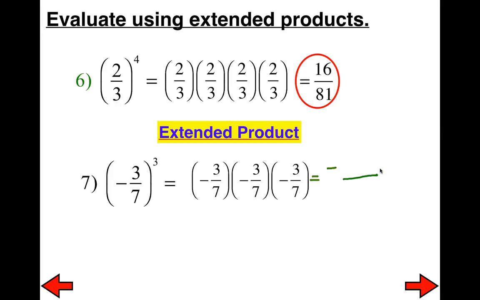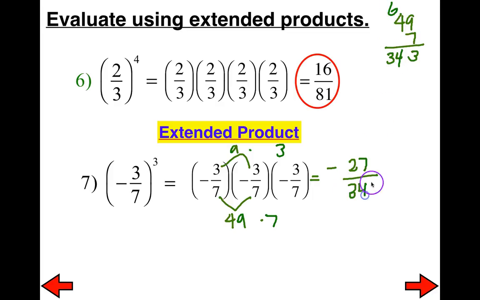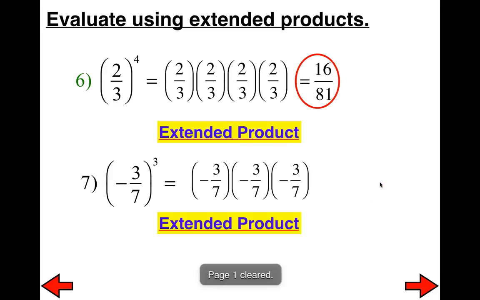I would encourage you to take care of that first before you do anything, because sometimes we do lose sight of the negatives and we might forget it. So I highly suggest you do that first before you tackle the actual multiplication. Here, 3 times 3 is 9, times another 3 is 27. Here, 7 times 7 is 49. 49 times the other 7, let's see what that's going to give. Of course, you want to use your side work. 28 plus 3 is going to be 34. So our answer is going to be negative 27 over 343.